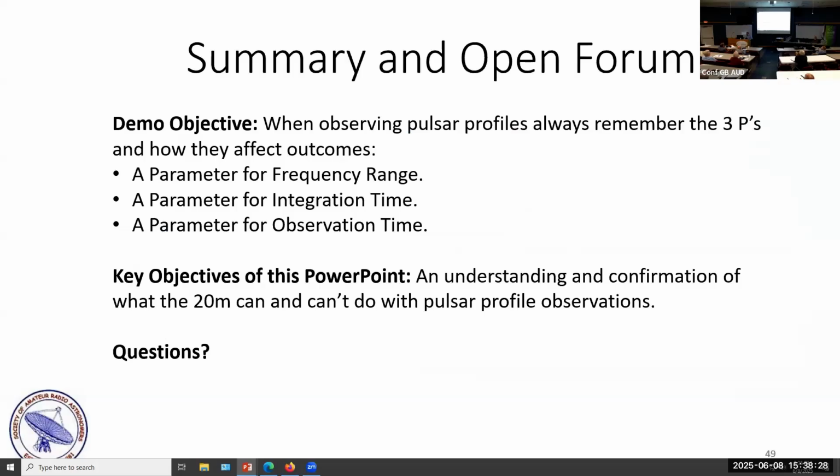That takes us to the end. So the thing I want you to get out of here is to remember those 3 P's: remember the frequency range, the integration time, and the observation. And if you get them right, you should be able to get any pulsar profile. How can we see demos?